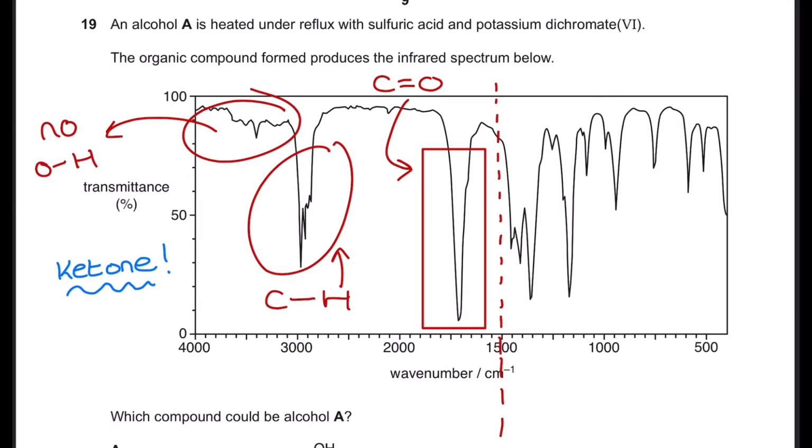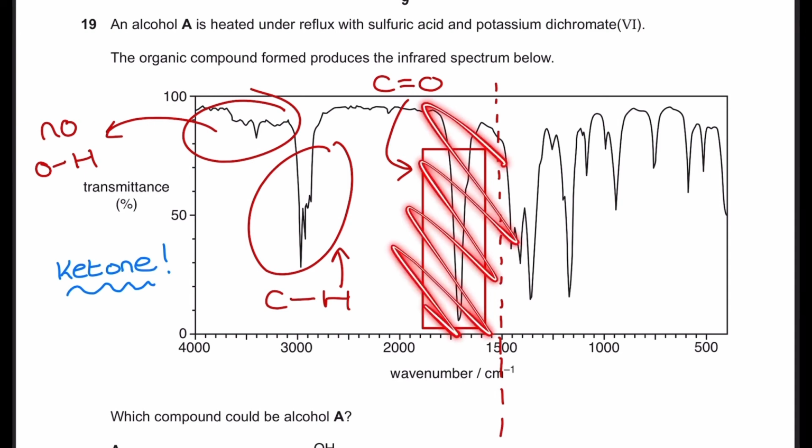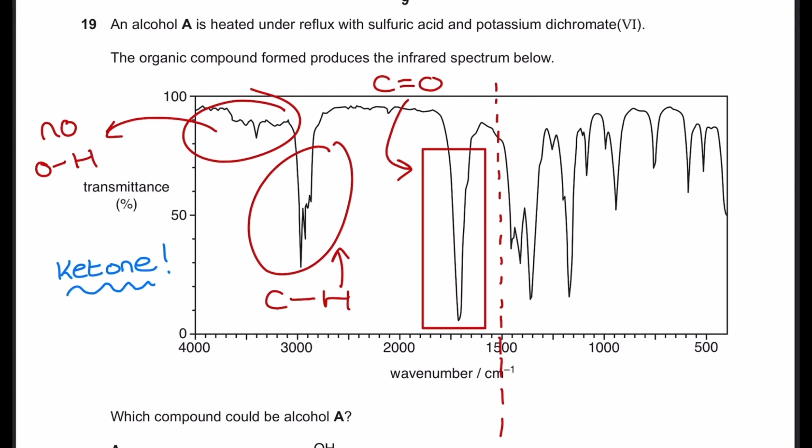So what I'm looking for now in my list below, before I even get to it, you'll notice I've not even addressed the list below. I'm looking for an alcohol which is secondary. A primary alcohol would produce a carboxylic acid when heated under reflux with sulfuric acid and potassium dichromate 6, so I would have had a huge peak over here. And a tertiary alcohol wouldn't actually react, and so I wouldn't have this peak, and I'd have the original OH peak for the alcohol over here on the left-hand side. So I'm definitely looking for a secondary alcohol because that will form a ketone.